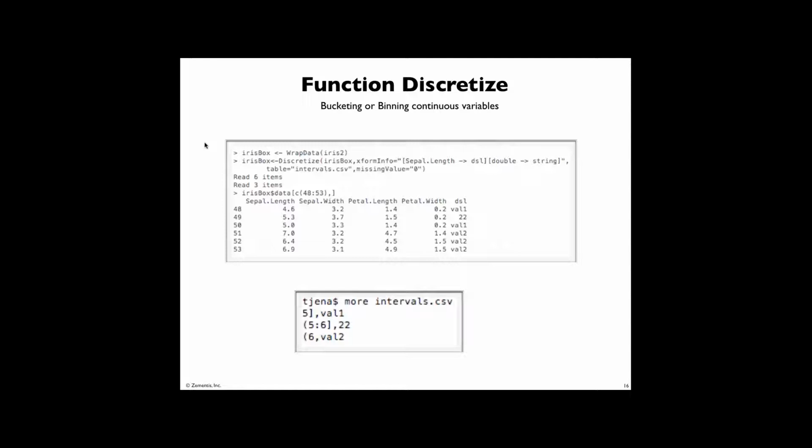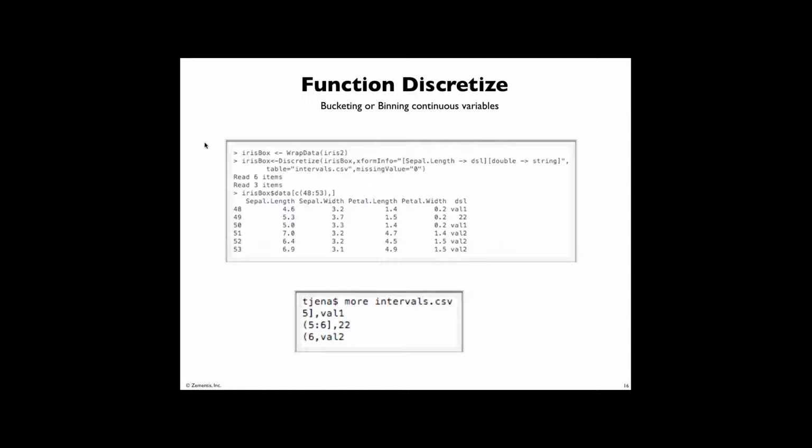And here I showed the command. Just like last time, first you use wrap data to make the transformation object. And the command for discretize is, well, discretize. The first input parameter is the same, the transformation object, iris box. Then the information on the transformation, I'll go through that in a second. And we need a table, an external table in this case. I'll talk about that too. And like last time, you have the option of providing a missing value: what to do if the value is missing, what value to give to the derived field.